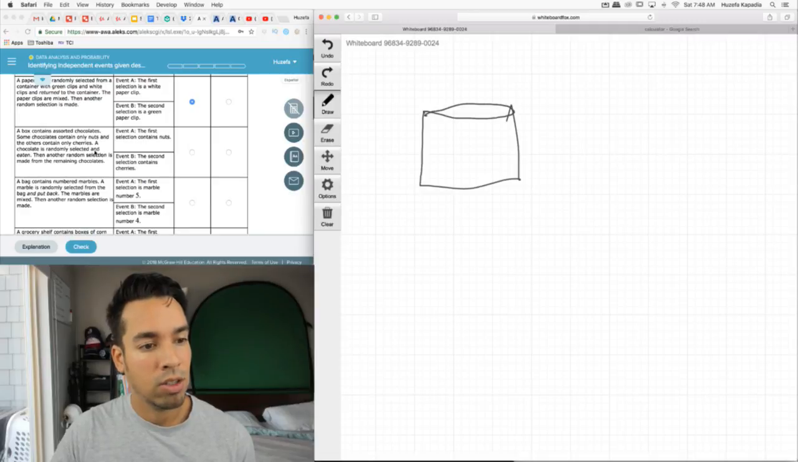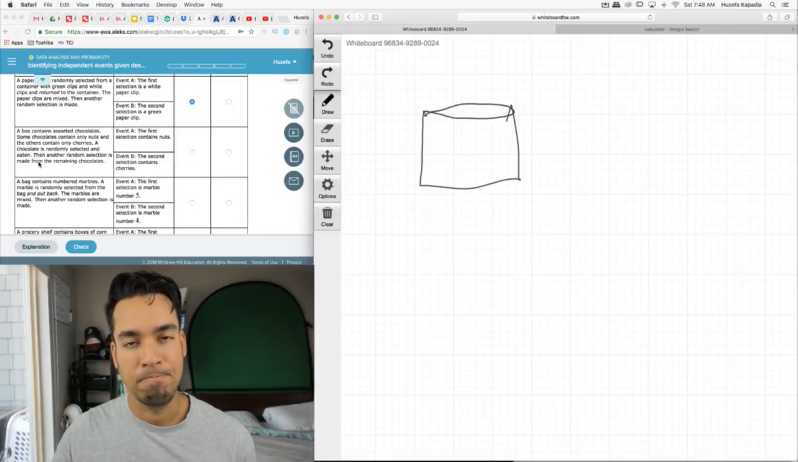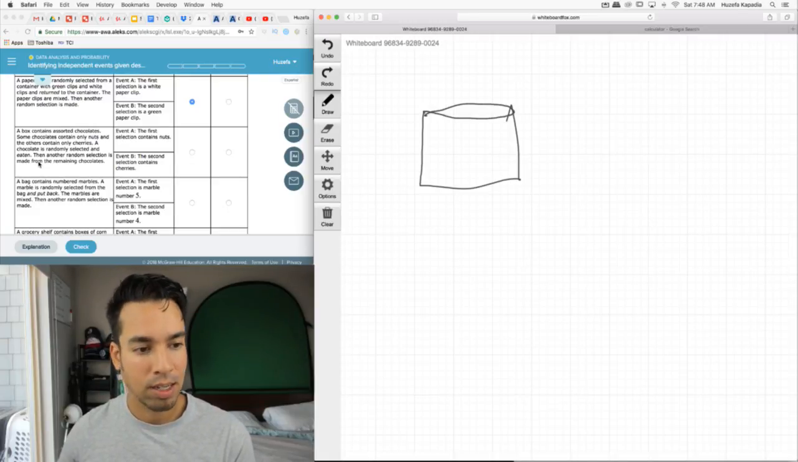A box contains assorted chocolates. Some chocolates contain only nuts and the others contain cherries. A chocolate is randomly selected and eaten, meaning it's not replaced. So now we're actually affecting the probability of the second event.